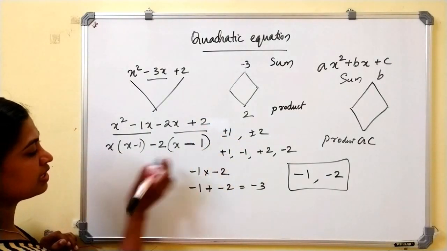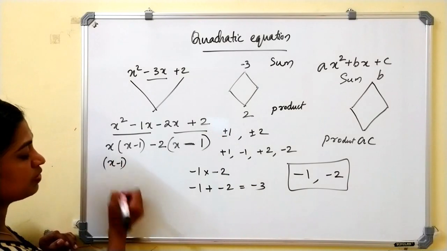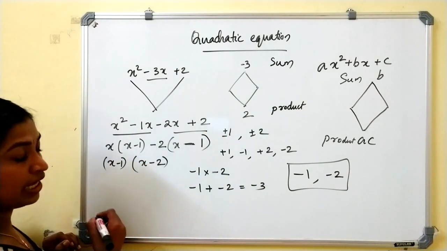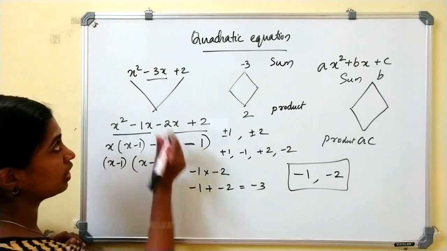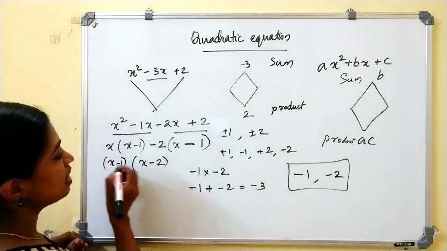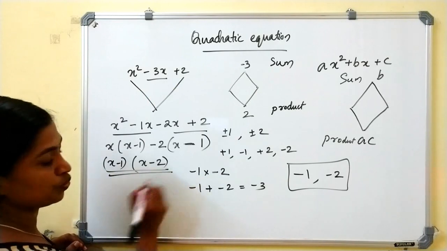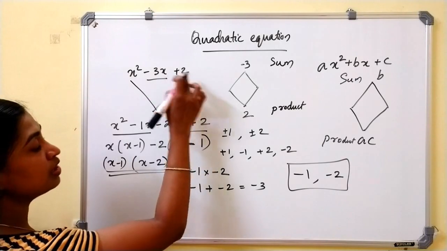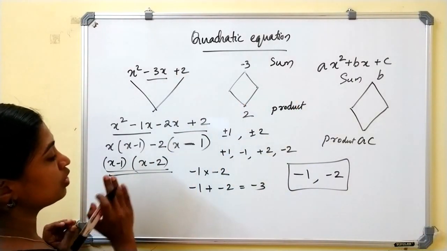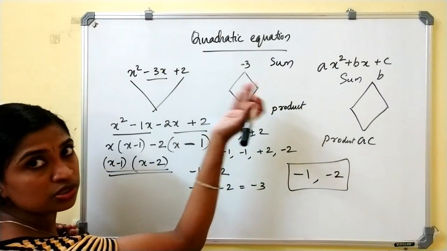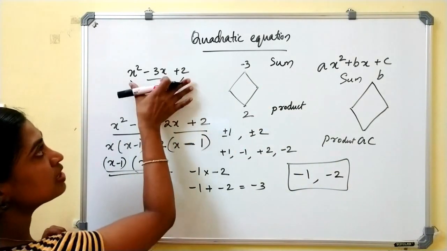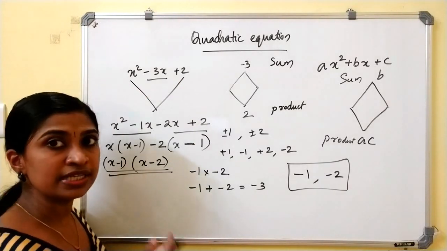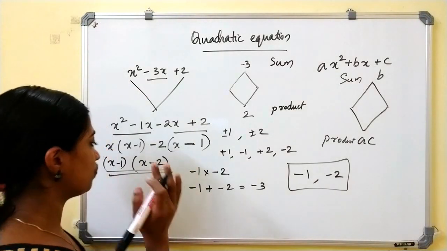From this term and this term, x minus 1 is common. So x minus 1 is taken outside. The remaining term is x minus 2. So here x minus 1 and x minus 2 are the factors of x square minus 3x plus 2. That is, if you are putting x equal to 1 in this equation it turns to 0, or if you are putting 2 also, the equation turns to 0. So these are the factors of this particular quadratic equation. Now the next thing we have to find is the zero or root of the equation.